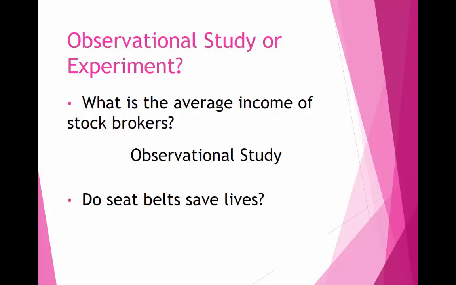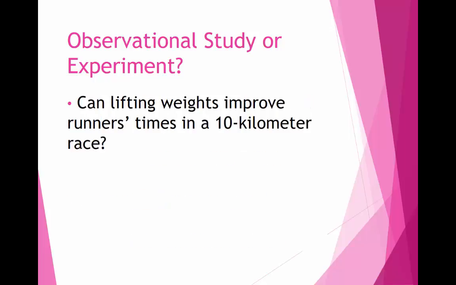It would be unethical to do an experiment in which some people were told to wear seatbelts and others were told not to wear them. Instead, we can conduct an observational study. Some people choose to wear seatbelts and others choose not to wear them. By comparing the death rates and accidents between the two cases, we can learn whether seatbelts save lives.